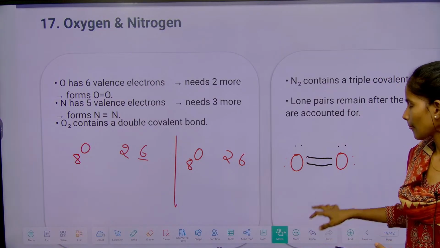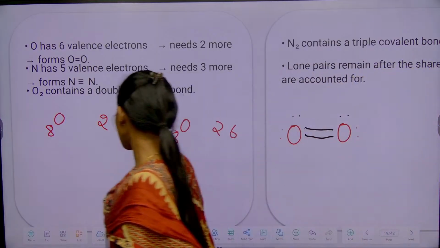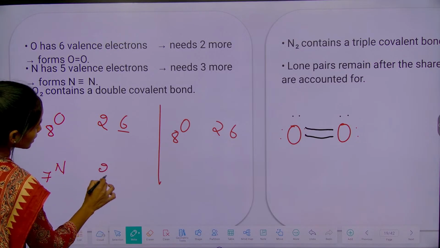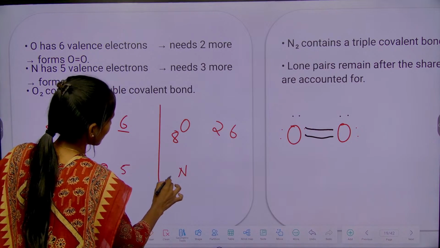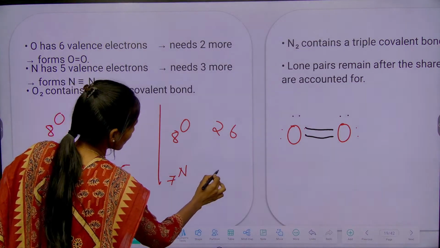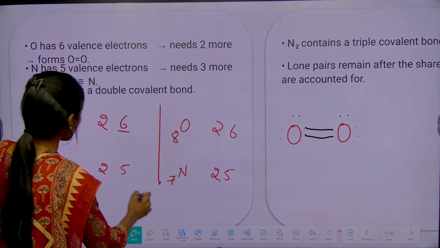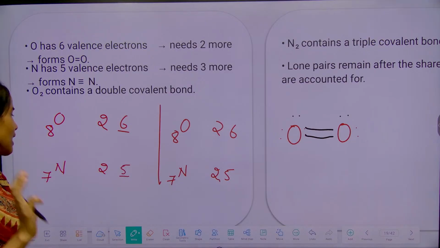Similarly, if you see the nitrogen atom, what is its atomic number? Nitrogen's atomic number is 7. So how can we write the configuration? 2, 5, right? Another nitrogen atom also has atomic number 7 and configuration 2, 5. Now in the outermost valence shell it has 5 electrons. So how many more electrons does it need to get stability? It needs 3 more electrons.